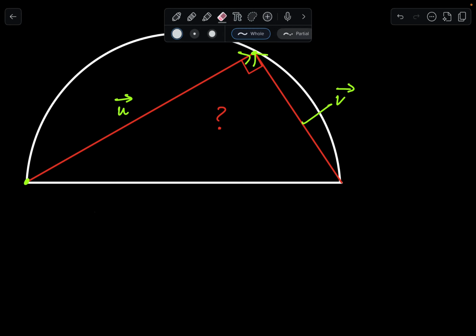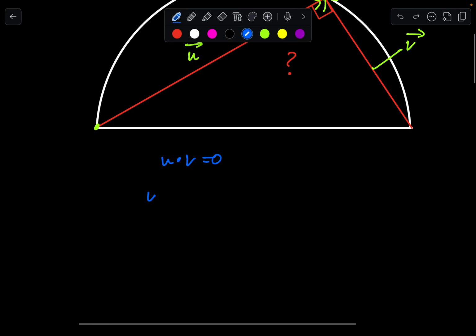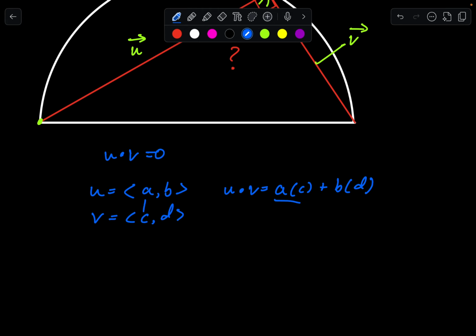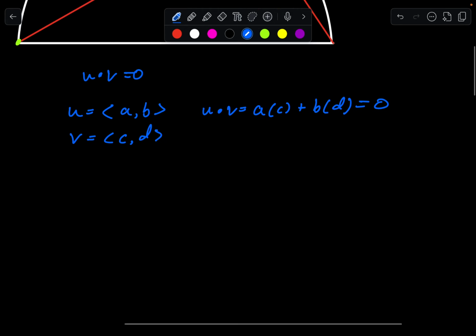Now, as I was saying, the dot product is a really cool property, and if it's equal to 0, that means that our vectors are indeed orthogonal or perpendicular. And here's why. Let's say our u vector is simply a comma b. This is component form. And our v vector is c comma d. The dot product of u dot product v is equal to a times c plus b times d. That's all the operation is. You multiply the components and then you sum them together. If this is equal to 0, you'll find out that these are orthogonal. And I can give an example.